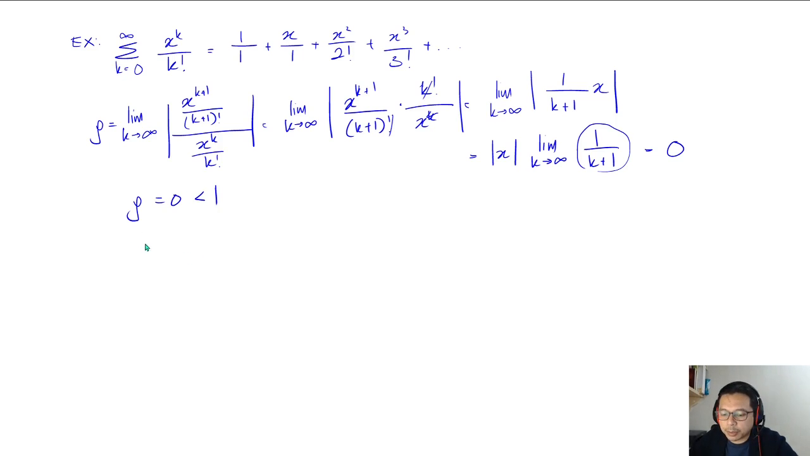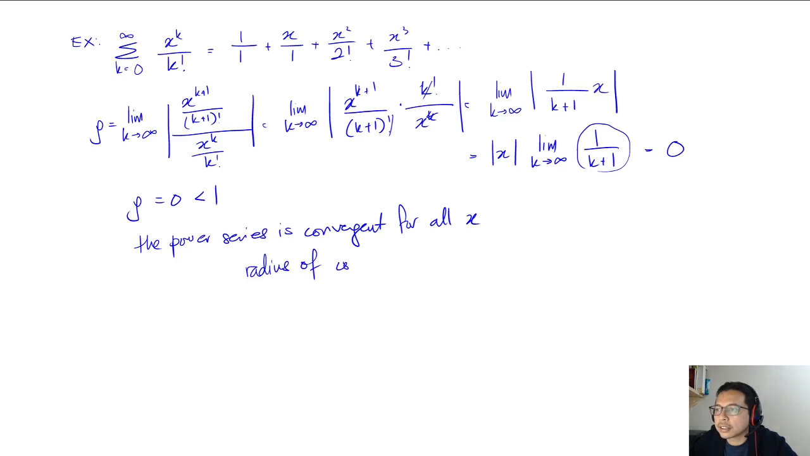So this means that the power series here is convergent for all x. It doesn't matter what number you put here, it will be converging. So we will say here that the radius of convergence is infinity, or rather plus infinity.